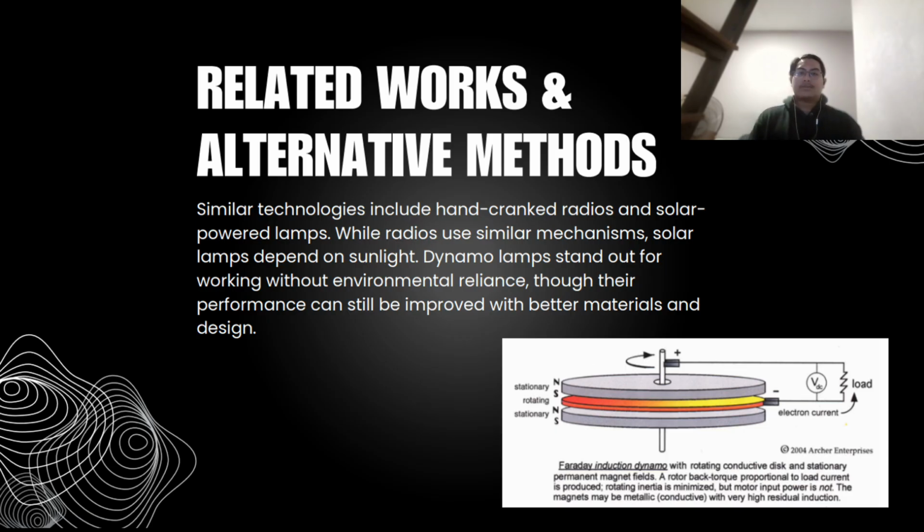For the related works and alternative method, while technologies like hand crank radios and solar-powered lamps exist, they each have their limitations. Solar lamps, for example, depend heavily on sunlight. Dynamo lamps stand out because they work independently of environmental factors. That said, their designs and performance still have significant room for improvement.